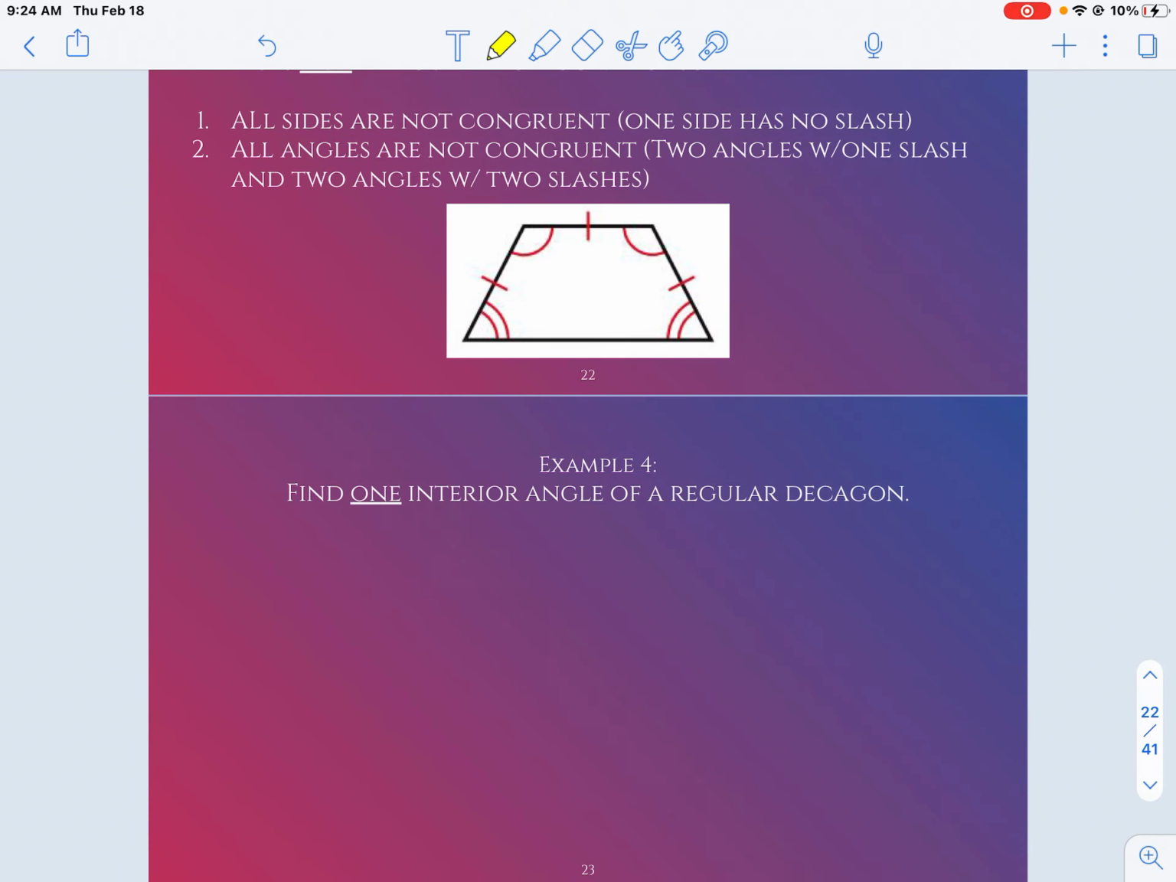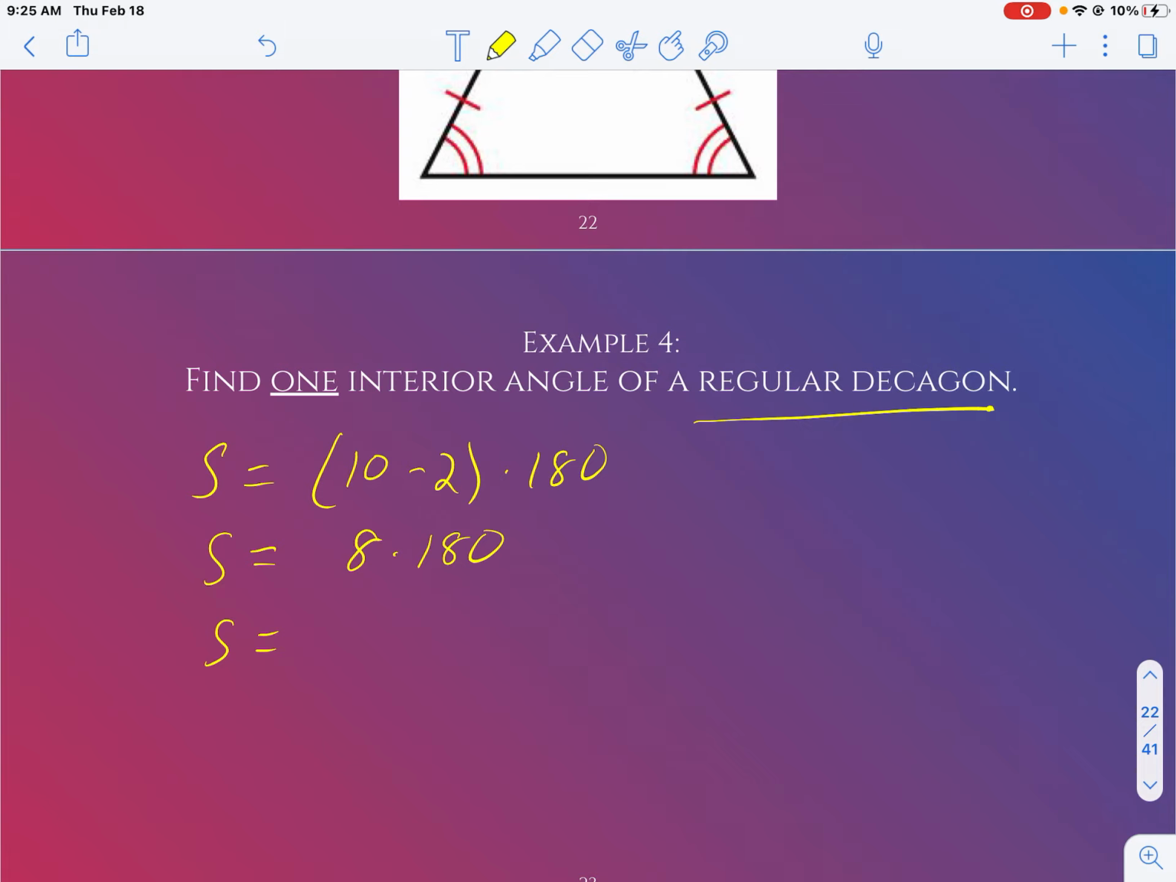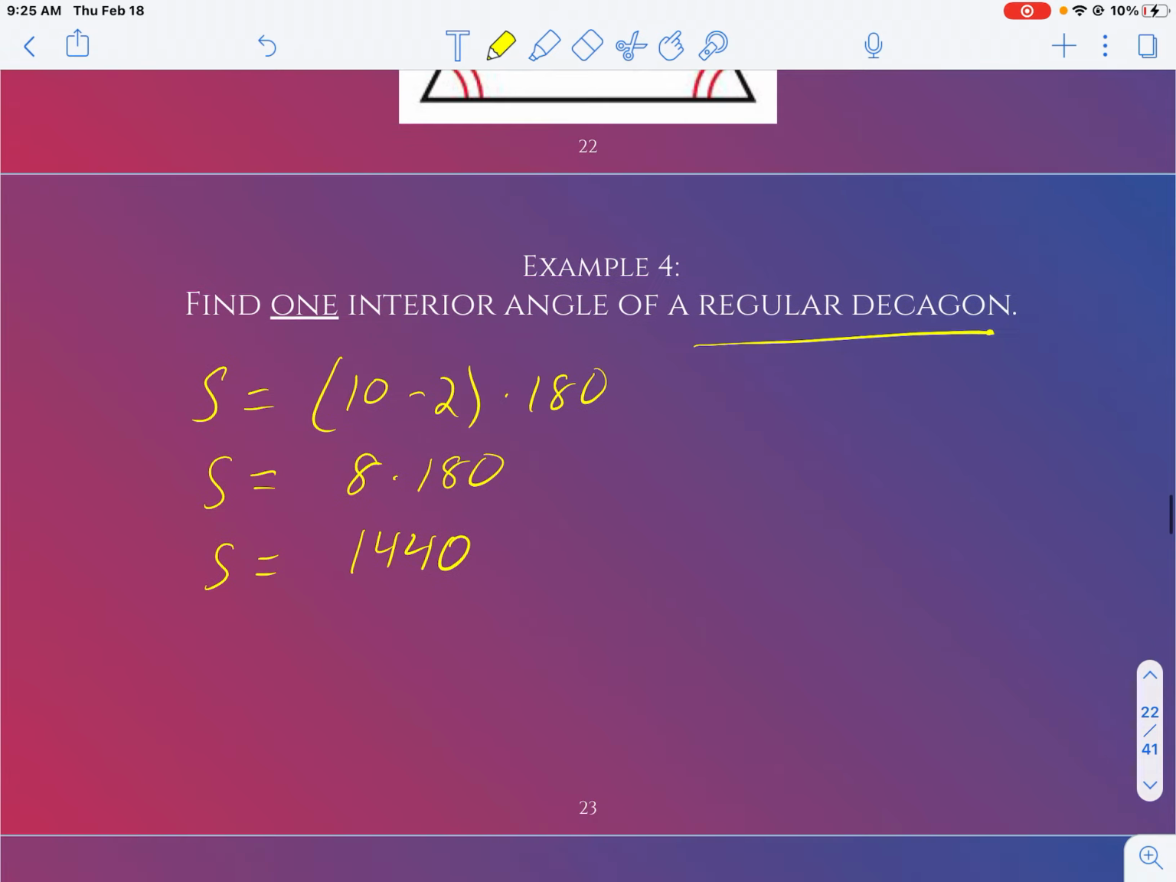All right, our last type of example would be this. Find one interior angle of a regular decagon. If you want to find one angle of something, just think, all the angles are the same, but we only want to find one angle. So first we need to find the sum of all the angles. The sum in a decagon, we use our formula, n minus 2 times 180. So the sum would be 8 times 180. So the sum would be 1,440. This is the total of all the angles in a decagon.